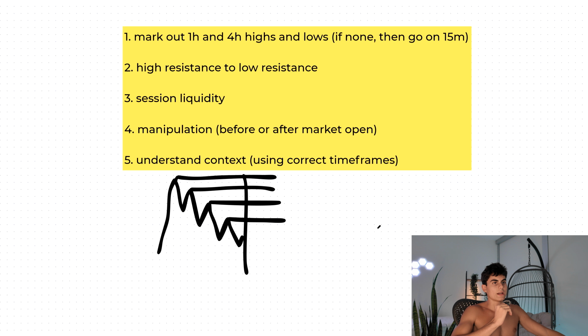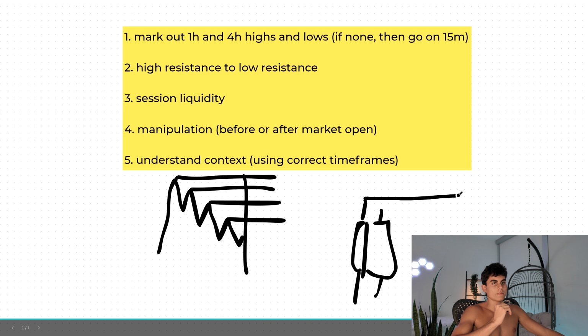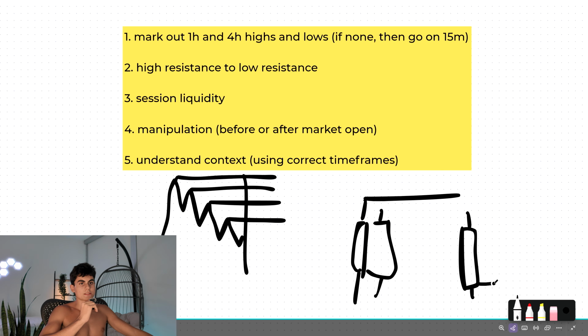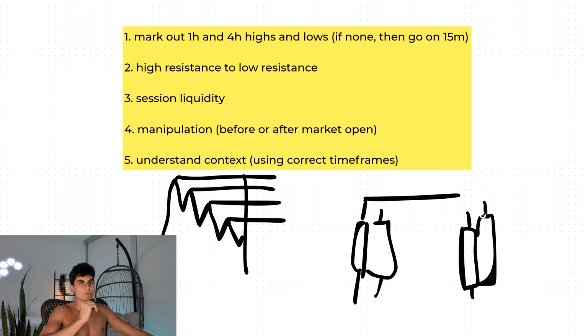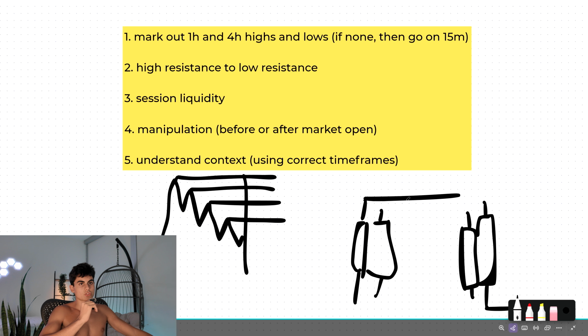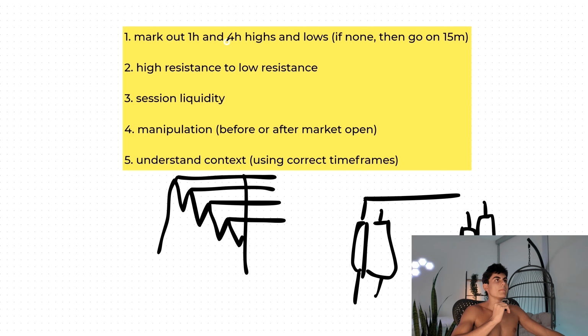Simple as that. Remember guys, a high is a move up followed by a move down, and it's the highest of those two. And the low is a move down followed by a move up, and it's the lowest of those two. These are highs and lows, just in case you guys forgot. So you guys mark these out mainly on the 1 hour. Sometimes 4 hour, and then sometimes, if there really are none, you go to the 15-minute. That is really rare though.